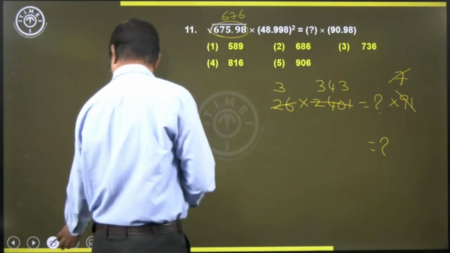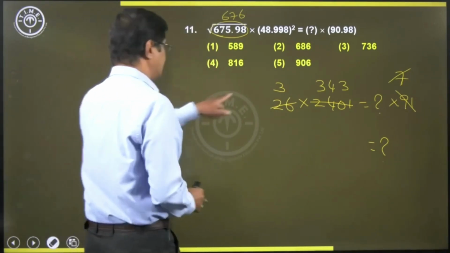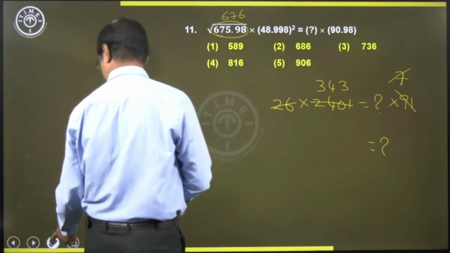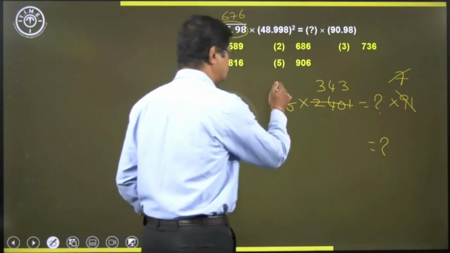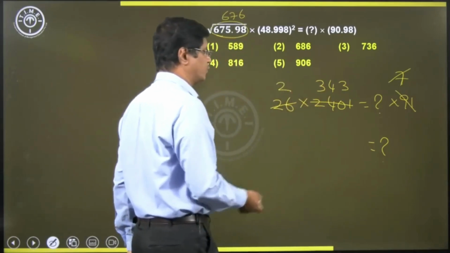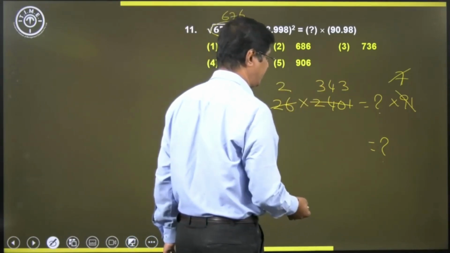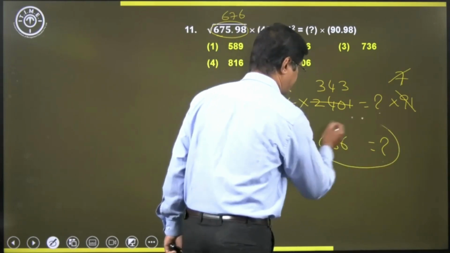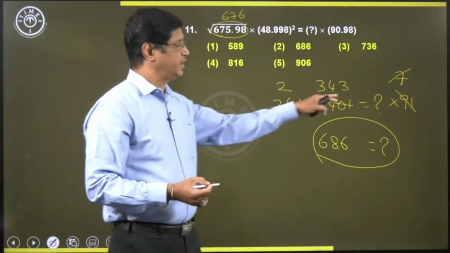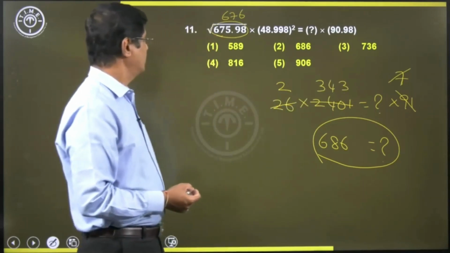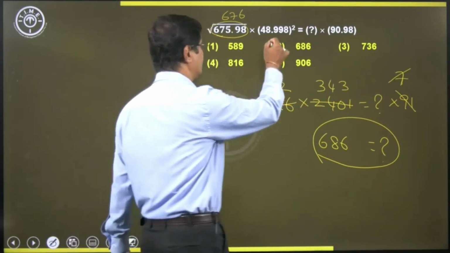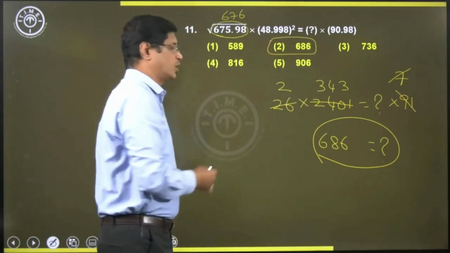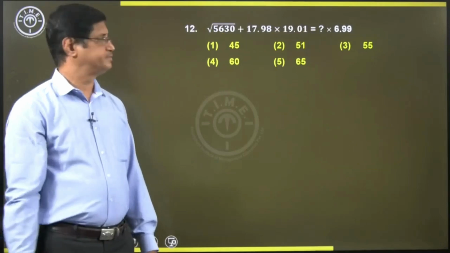Sorry, here a small correction. Here 13 it goes 2 times. So 2 times of 343, that is 686. 13 2 times, 13 7 times. Okay. The right choice is 686, option 2. Second choice is the correct option.